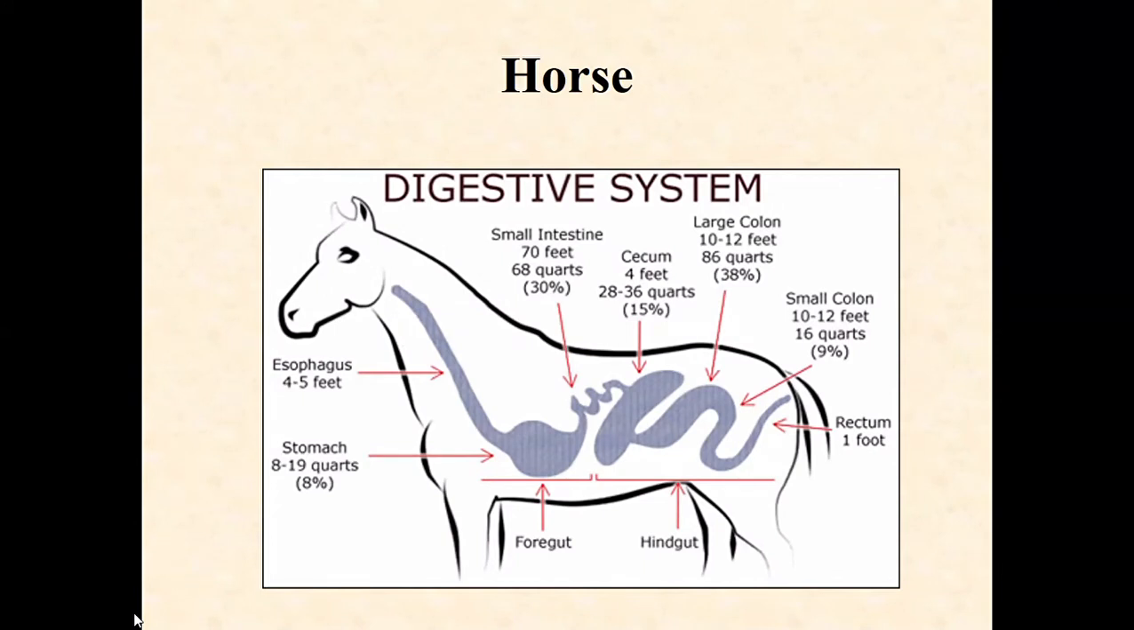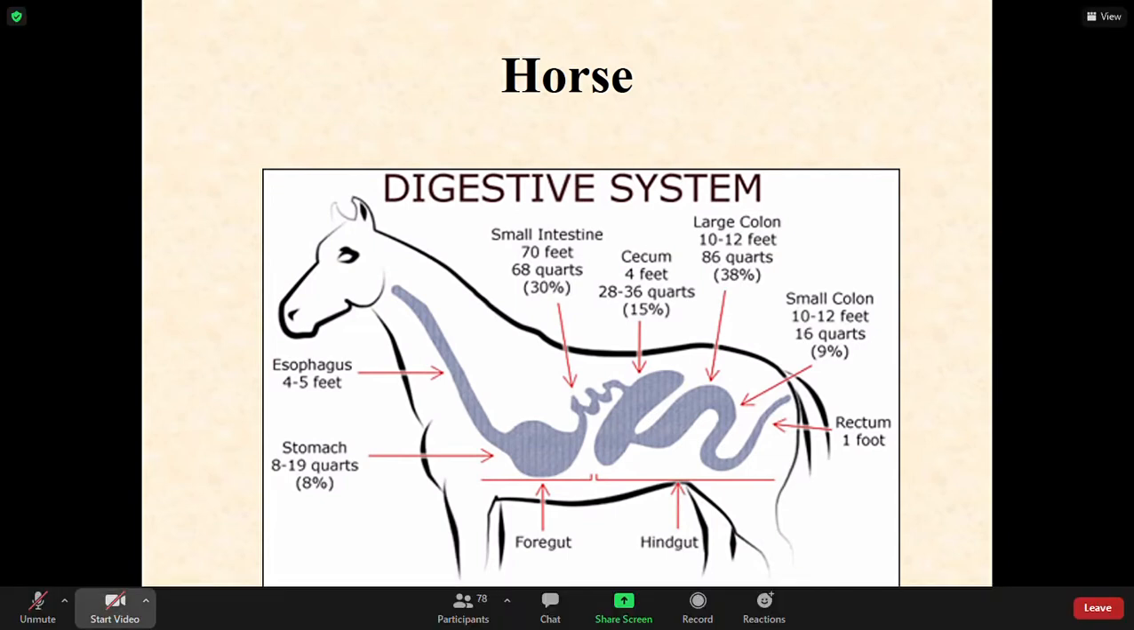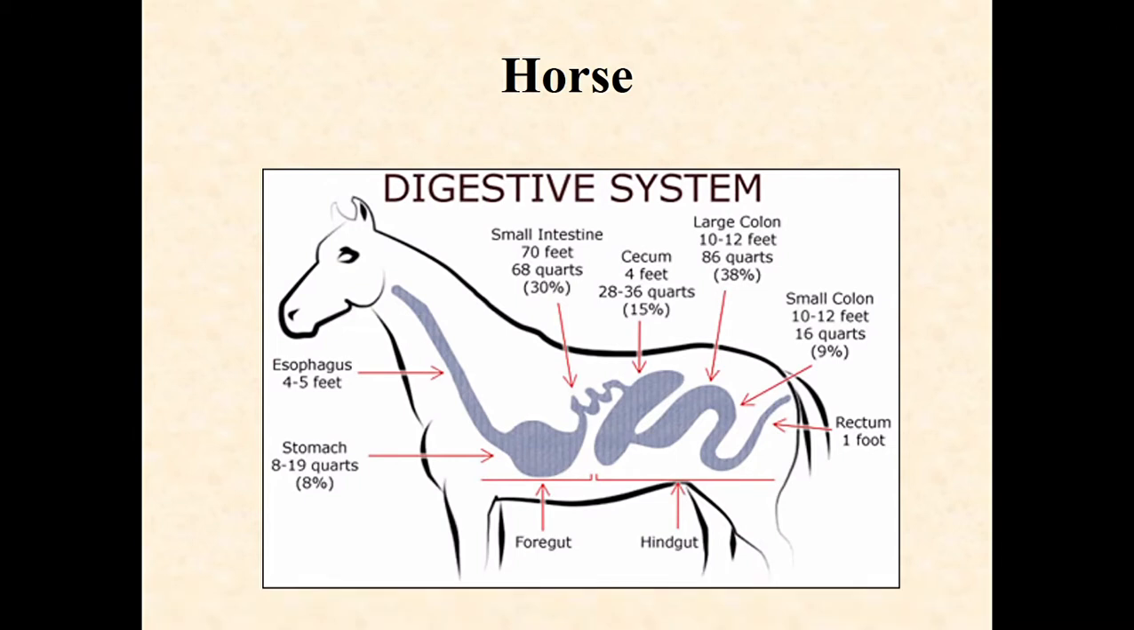So the horse's digestive system is unique due to its large cecum and its active cecal bacteria population. It digests the fiber. The stomach is small for the horse's size. The horse does not have a gallbladder. However, the small intestine is similar to the monogastrics.